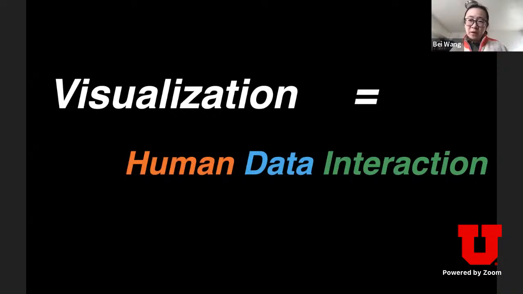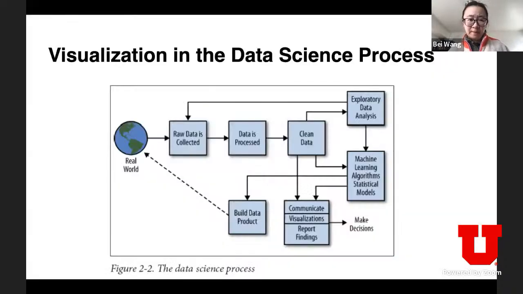Now, what I want to drive home today is that visualization is essentially human data interaction. Humans play a very important role in both visualization design and visualization interpretation. If we think about the role of visualization in the data science pipeline, you start with data coming from the real world, and you move on to collecting, processing, and cleaning of this data. If you recall, we spent some time talking about data wrangling.